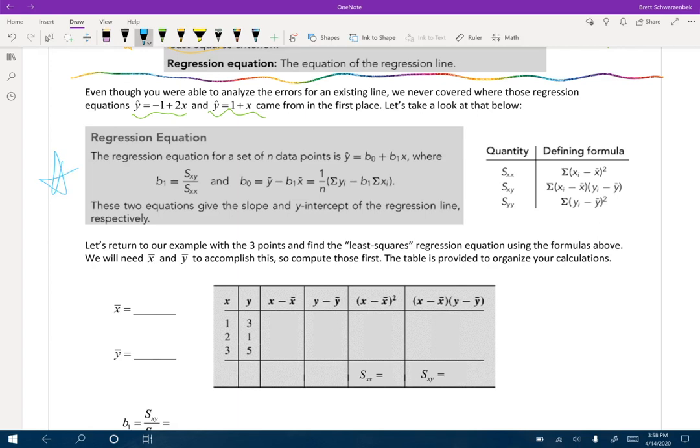If our regression equation is y hat equals b sub 0 plus b sub 1 x, then we define the slope as S sub xy divided by S sub xx, and we define the y-intercept as one of two different equations: either y bar minus b1 x bar, or 1 over n times the sum of y minus the slope times the sum of the x's.